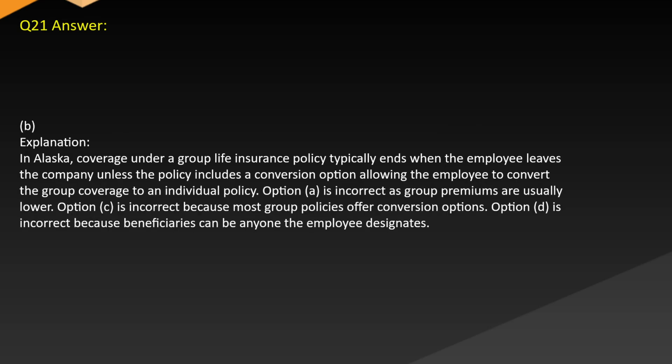Answer B. Explanation. In Alaska, coverage under a group life insurance policy typically ends when the employee leaves the company, unless the policy includes a conversion option allowing the employee to convert the group coverage to an individual policy. Option A is incorrect as group premiums are usually lower. Option C is incorrect because most group policies offer conversion options. Option D is incorrect because beneficiaries can be anyone the employee designates.